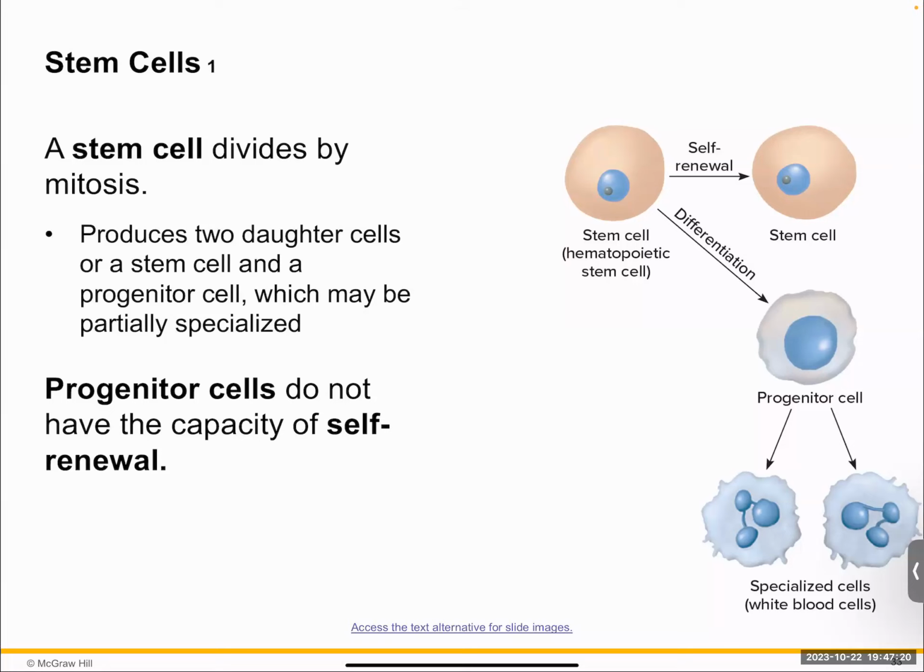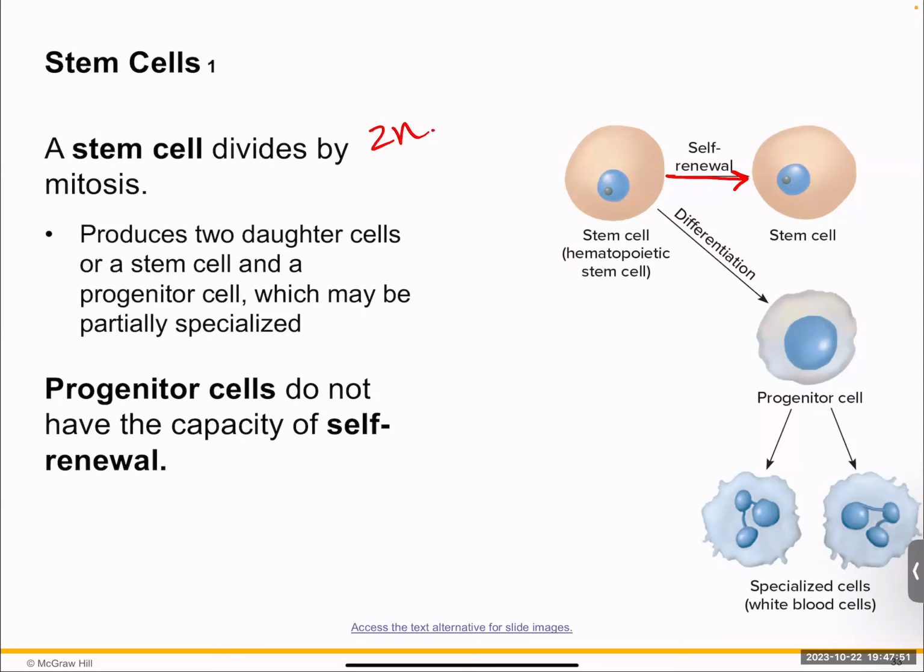Stem cells, it's important for you to remember, are 2N or diploid cells. We have two paths that these cells can take. One is that they can renew themselves and maintain the cell lines. That's through the process of self-renewal. Or they can undergo differentiation to create new cells for different tissues.